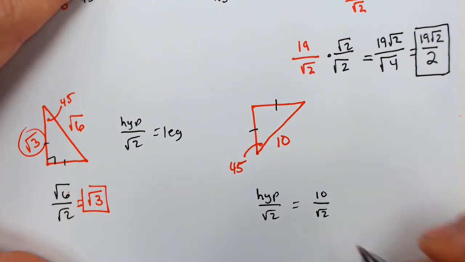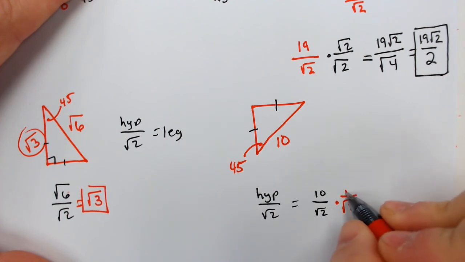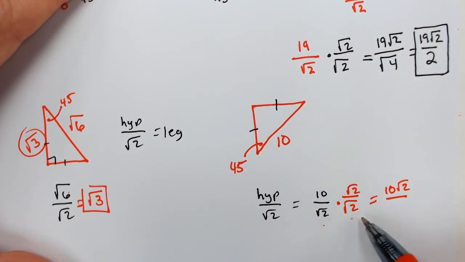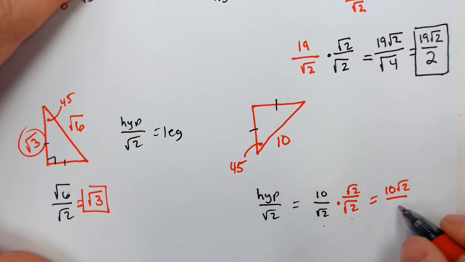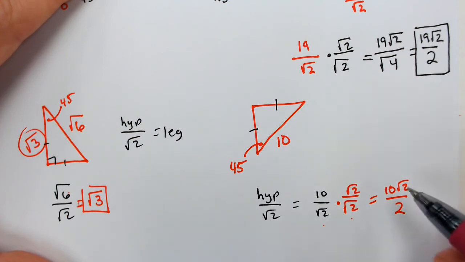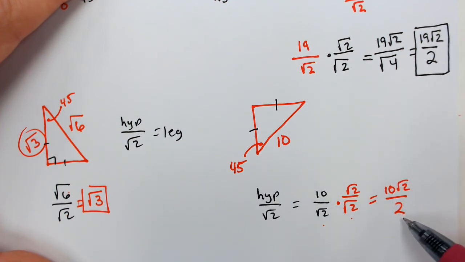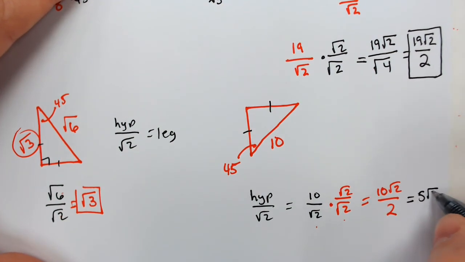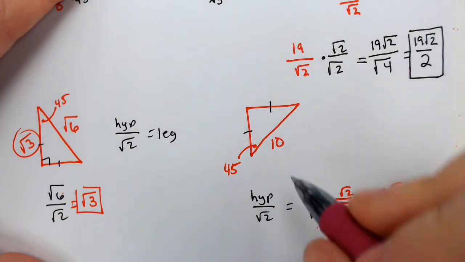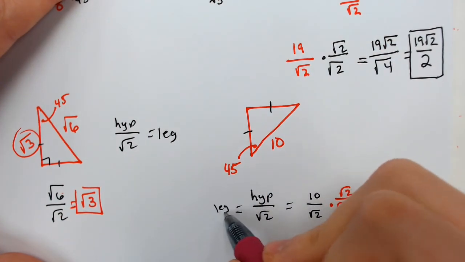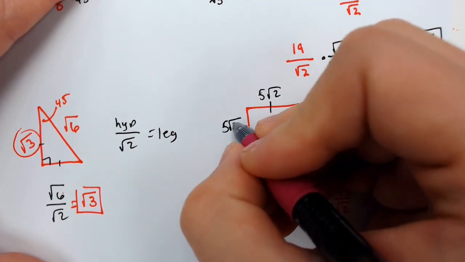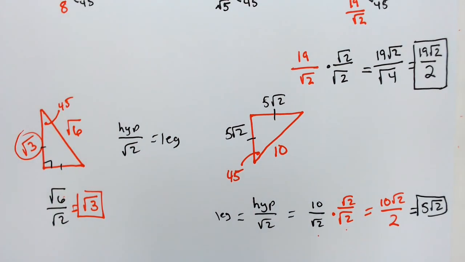And again, we can't keep that on the bottom of the fraction. We've got to get rid of that radical by multiplying by the square root of 2 over the square root of 2, which gives us 10 square root of 2 over square root of 4. But the square root of 4, just like last time, is 2. In this case, 10 over 2 does divide. We end up with 5 square root of 2. So that means that one leg, this leg right here, is 5 square root of 2 simplified, and we can fill those both in.